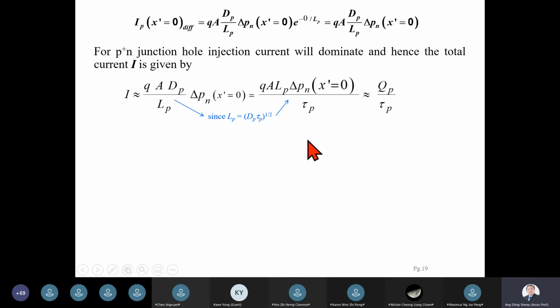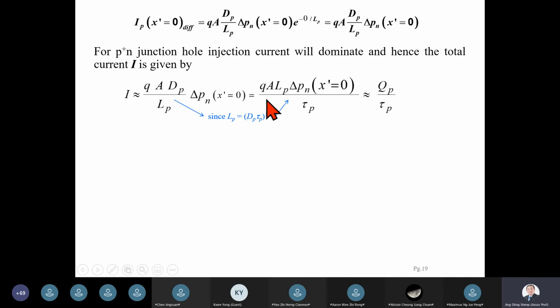And we can re-express this by noting that LP is defined as the square root of DP tau P. This was done much earlier. So if we make use of this definition for LP, then it is possible to express the ratio of DP over LP to be LP over tau P. You can see for yourself: if I square both sides, I get LP squared equals DP tau P. And from there, you can see that DP over LP can be expressed as LP over tau P.